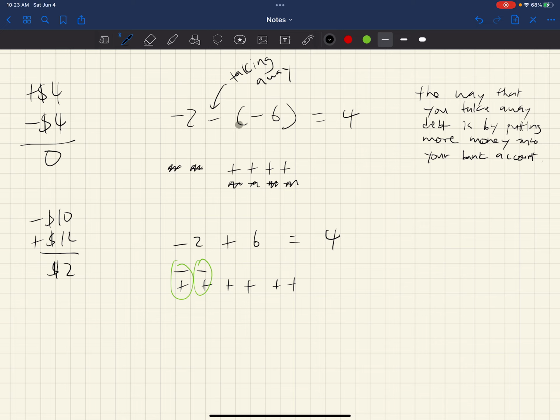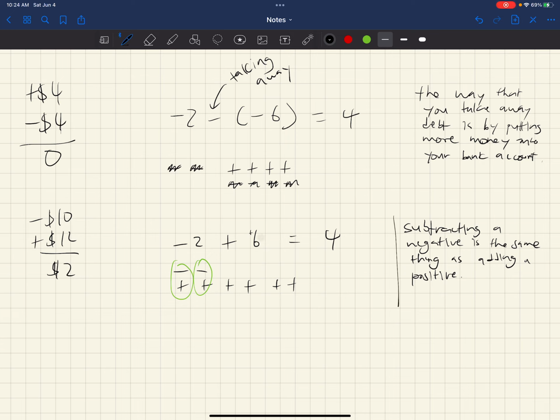And this is a really cool rule that you'll find: when you subtract a negative, that is the same thing as actually adding, right? So I'm gonna show you guys right here. Subtracting a negative is the same thing as adding a positive, right? So subtracting, that's a negative number, is the same thing as adding a positive 6.